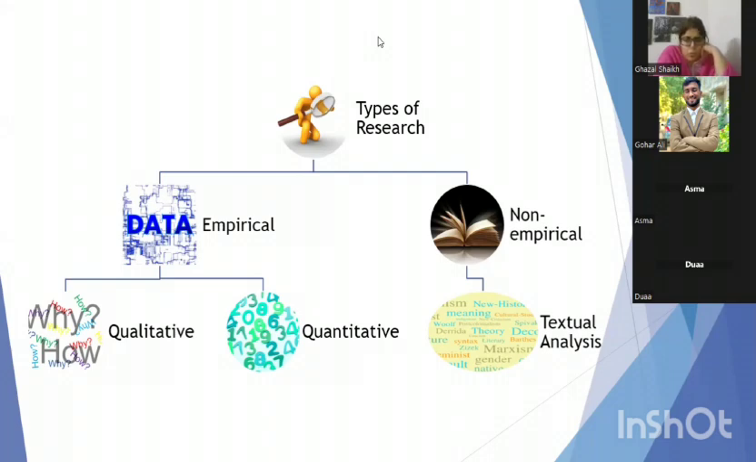Okay, those of you who arrived late, I would just recap. We have just started talking about it. What I've said is that there are two types of research, empirical and non-empirical. Within empirical, we have qualitative and quantitative. I hope that you all know what qualitative and quantitative are. And then within non-empirical, we have textual analysis, which is a non-data based research that we usually do in literature.